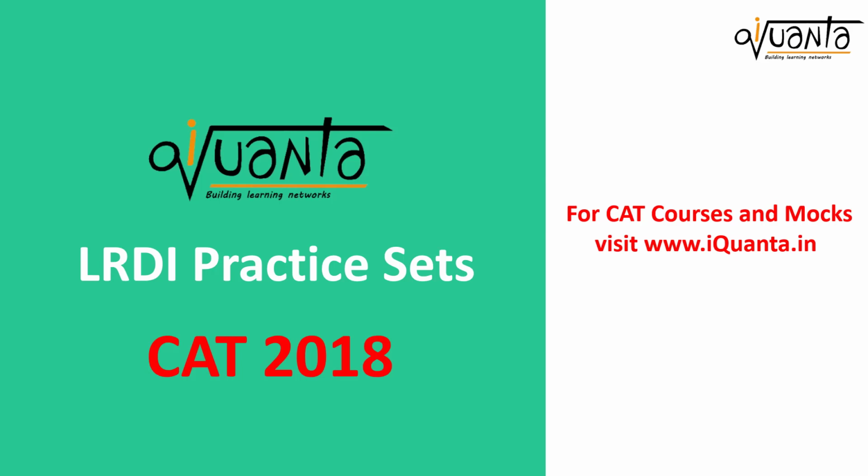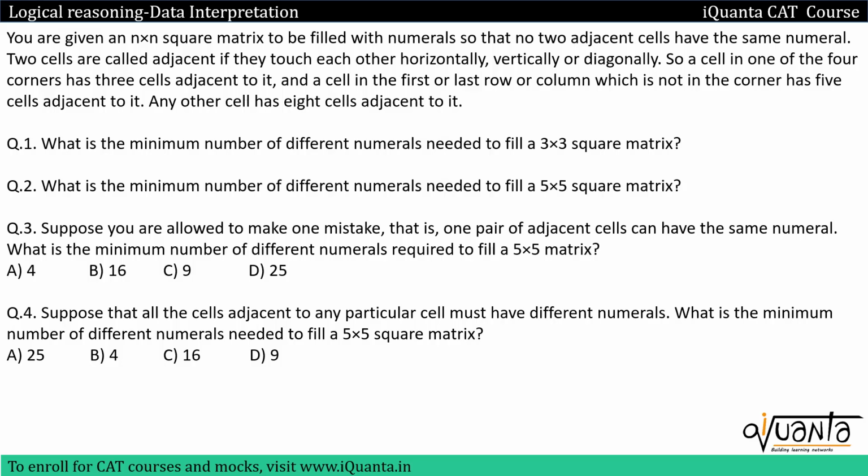Hello everyone, in this video we'll try to solve a logical reasoning set from CAT 2018. So the question is, you are given an n cross n square matrix to be filled with numerals so that no two adjacent cells have the same numeral. Two cells are called adjacent if they touch each other horizontally, vertically or diagonally.